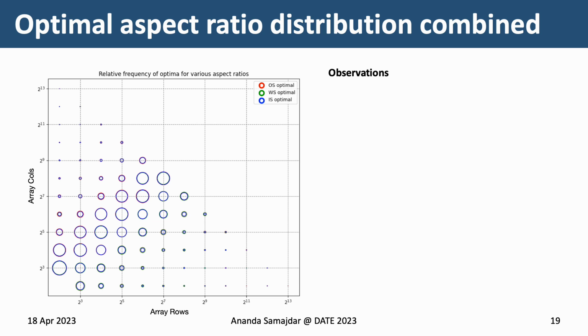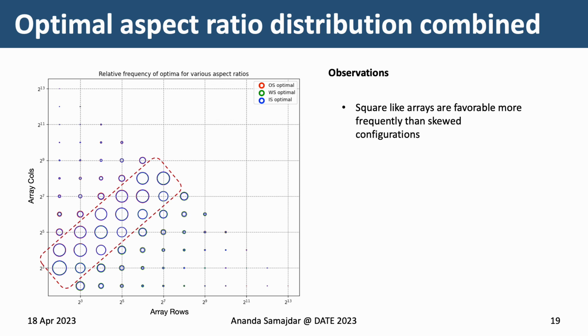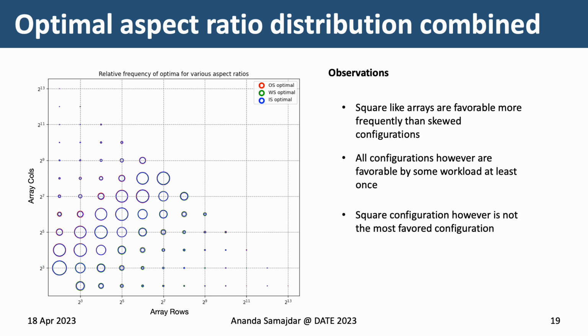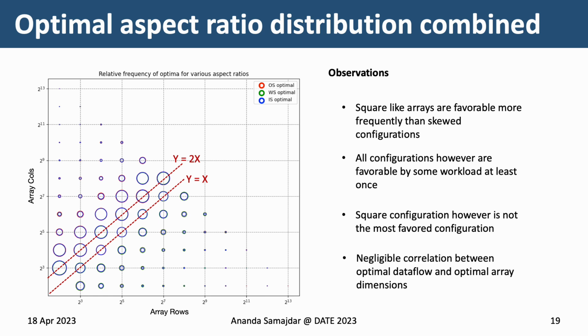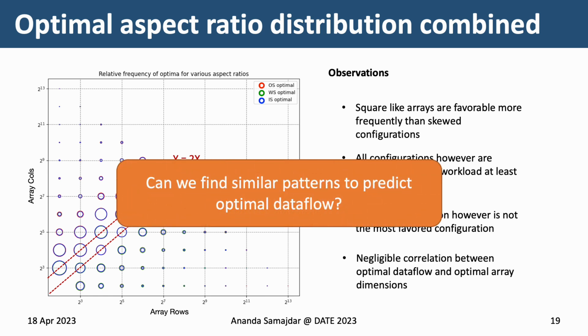At first glance, we observe that there are a few configurations which are more optimal than others. These configurations correspond to almost square-like shapes. However, we see that all the configurations are optimal for at least one workload. Interestingly, the most favorable configuration is not the square one, but the one with 2 times as many columns as rows. Unfortunately, however, we cannot determine the optimal data flow from this space.